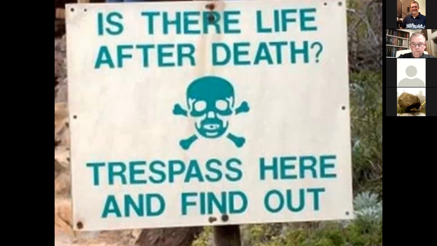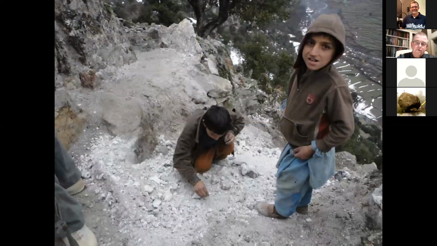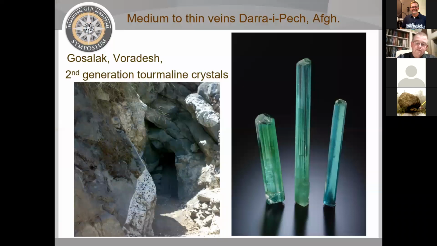So I have shown some pictures from pegmatites many years ago, so I will go a bit faster. Here is the first discovery in Pesh Valley in 1959. So Kala village, they found in the field some tourmalines, and those pegmatites are quite rich right by Kala village. Here you can see the fields below, they're called the field mines. And Pesh Valley is often given, but in Pesh Valley, there are dozens of deposits.